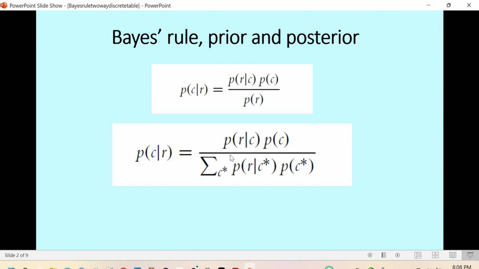If we look at the denominator P(R), we can also write it as the total probability of R, separated over each case of C. Here P(C*) means each kind of C. In the numerator there is only one kind of C, but P(C*) means the different values of C, each times its corresponding conditional probability of R given C. These products are then summed over all the C cases.